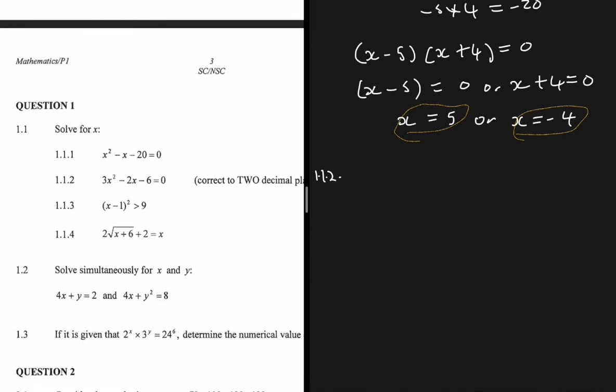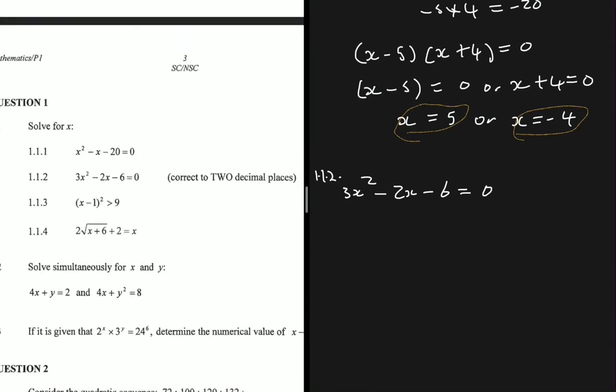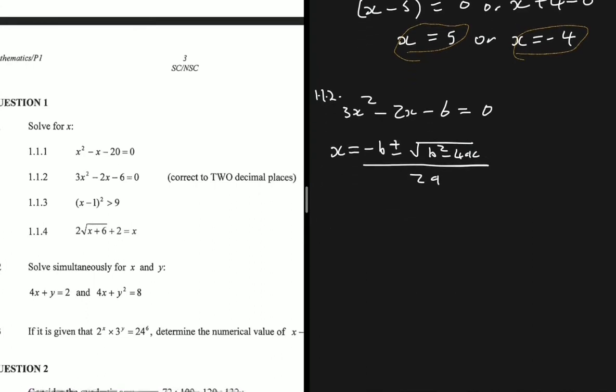1.1.2 says let's solve for x if 3x squared minus 2x minus 6 equals 0, and then it says correct to two decimal places. As soon as it says correct to two decimal places, we know that we won't be able to factorize. So we have to use the quadratic formula, which says x equals minus b plus or minus the square root of b squared minus 4ac, everything divided by 2a. Our equation is written in the standard form ax squared plus bx plus c equals 0.